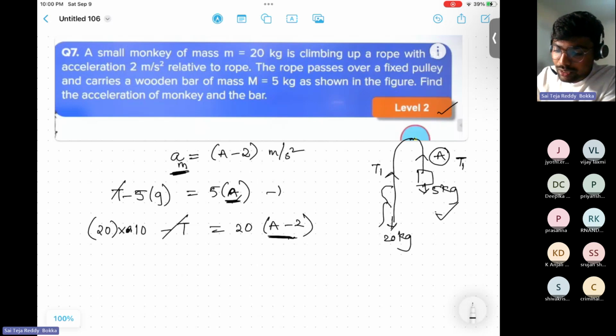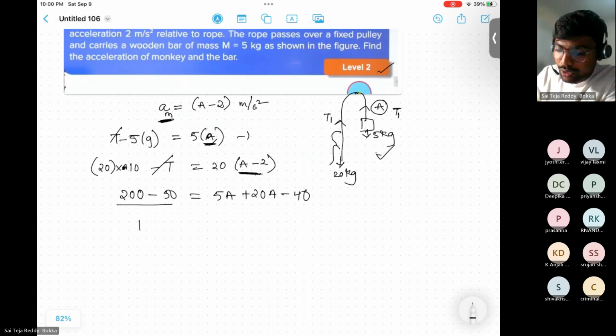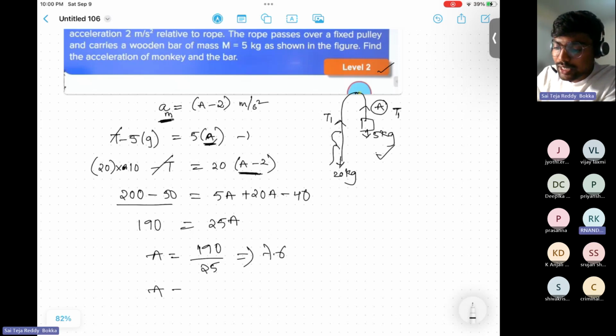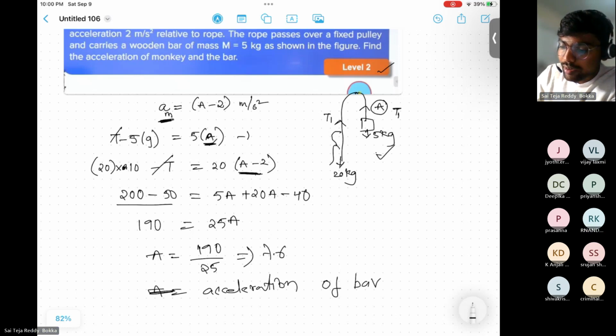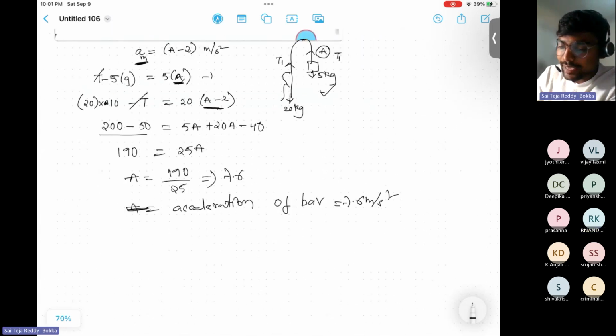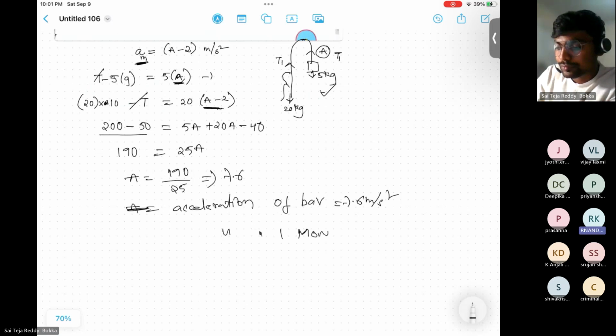So here T plus T and minus T will be cancelled. So 200 minus 50 will be equal to 5A plus 20A minus 40. So 150 plus 40 is all about 190. 190 is equal to 25A. So A will be 190 by 25. When you cancel this, what do you get now? 7.6. So this is the acceleration of the bar: 7.6 meter per second square. So what is the acceleration of the monkey now? 7.6 minus 2, that's great. So 5.6 meter per second square.